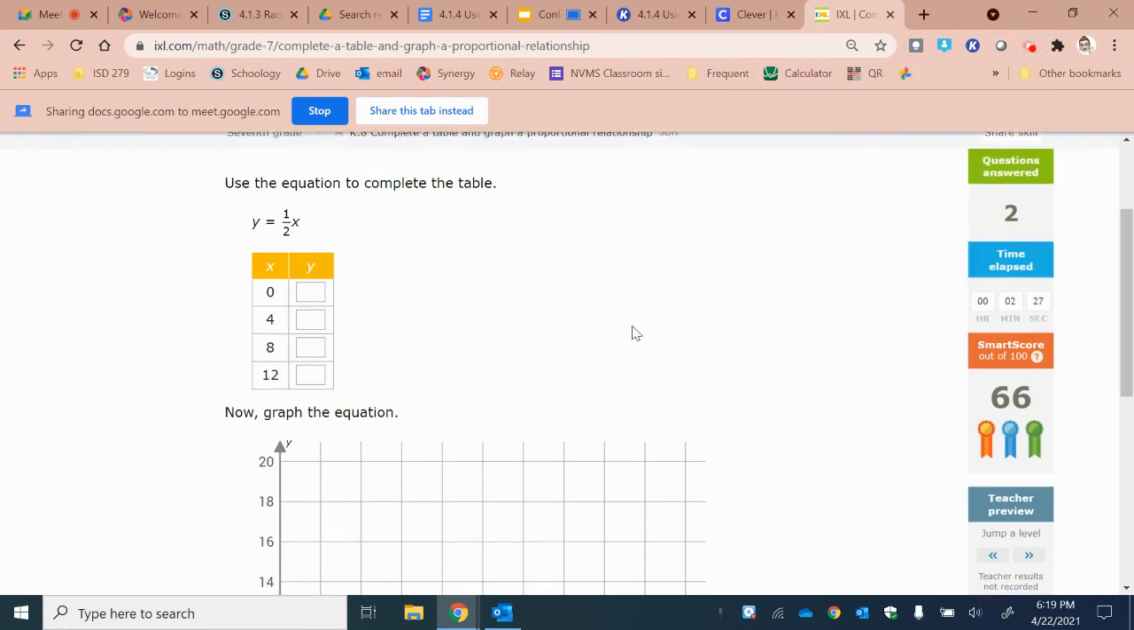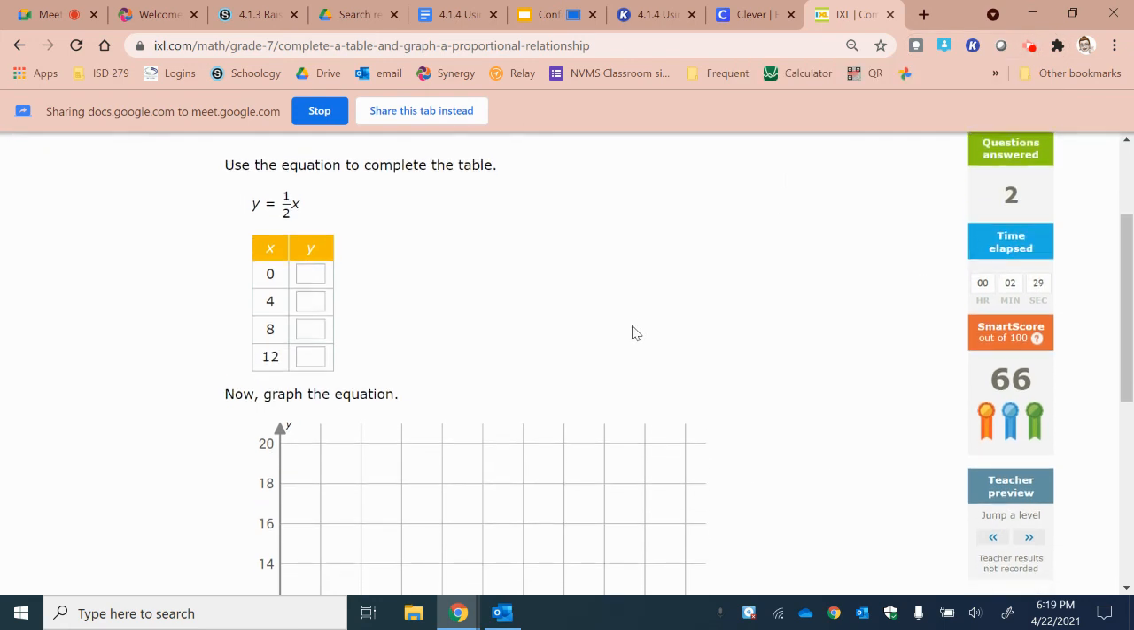Okay, so for example, this will work exactly the same way. It just has a fraction involved with it. That's all there is. So we will take our y and we just put in 0 for x because that's what they have here. So we have 1/2 times 0. Anything times 0 is 0. And then in the next one, we would have 4 times 1/2. Half of 4 is 2. 8 times 1/2. Half of 8 is 4. We also know half of 12 is 6.